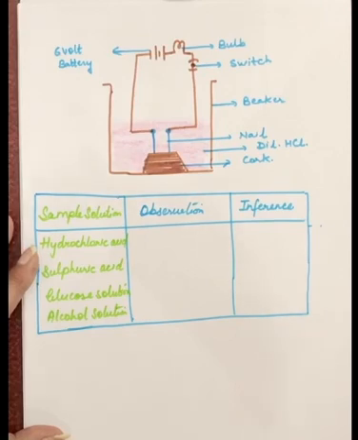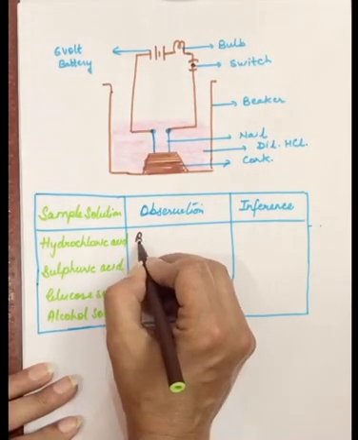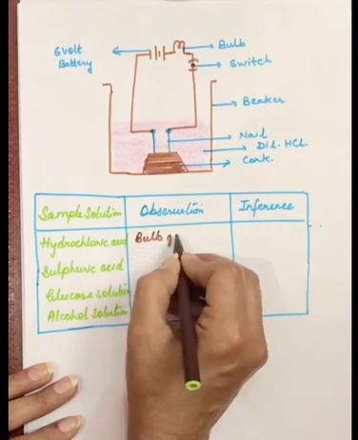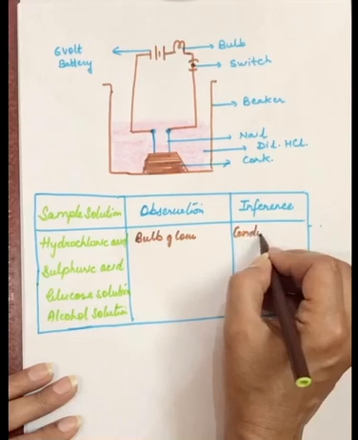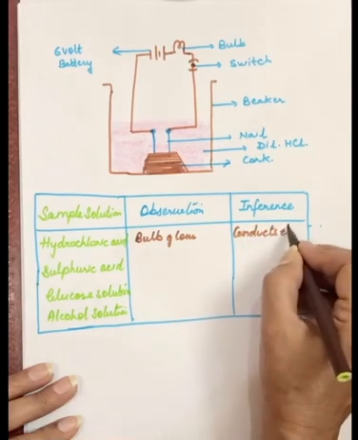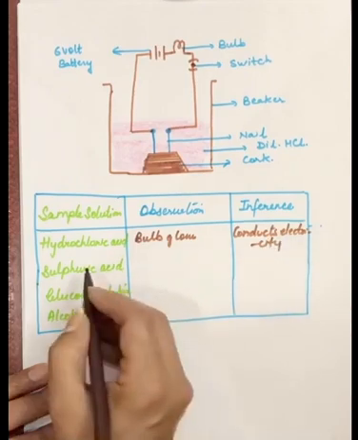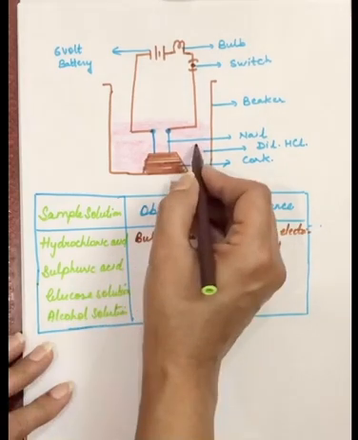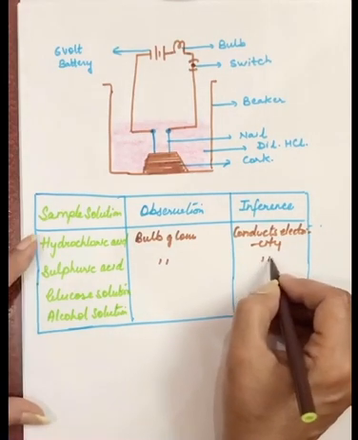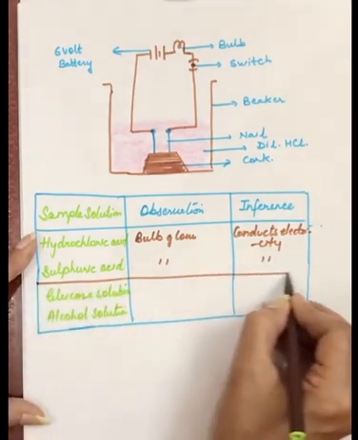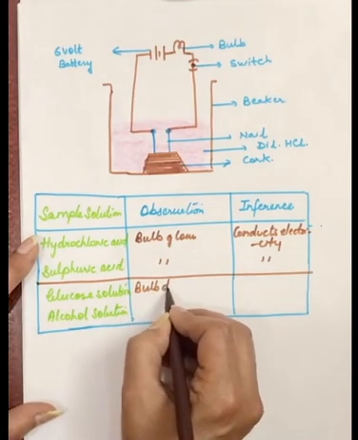So when we will fill hydrochloric acid in this, the bulb will glow. So if the bulb will glow, that shows that it is conducting electricity. So it conducts electricity. Similarly, when sulfuric acid is filled here in this beaker, then also bulb will glow and we'll say that electricity is conducted by this. But when we'll fill the glucose solution, the bulb does not glow.